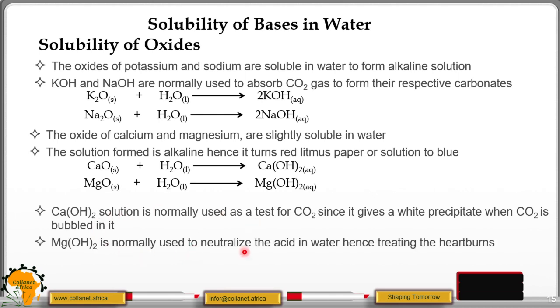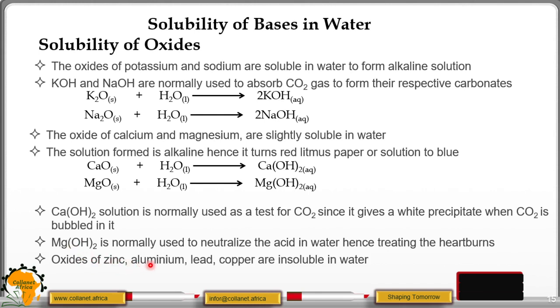Magnesium oxide is normally used to neutralize the acid in our stomach, hence it is used to treat heartburn. Remember, traditionally people used a solution of ash to treat heartburn, and in that ash the concentration of magnesium hydroxide is so high, that means when you dissolve ash in water, you get a solution of magnesium hydroxide. This magnesium hydroxide, which is normally referred to as milk of magnesia, is the one that is normally used to neutralize the hydrochloric acid in our stomach, which is responsible for the heartburn.